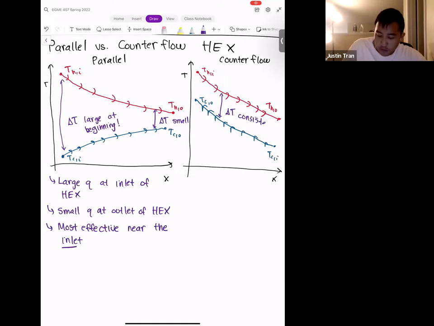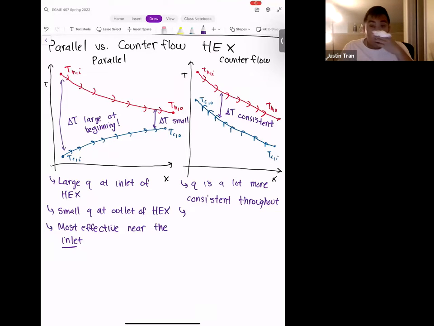Let's look at the counterflow heat exchanger now. For the counterflow heat exchanger, we see that the delta T is a lot more consistent throughout the device. As opposed to the parallel flow, where you start out very big and it goes down really small, the counterflow heat exchanger is a lot more consistent all throughout. And so it doesn't really matter if you look at the inlet or the outlet, the performance there is going to be the same.